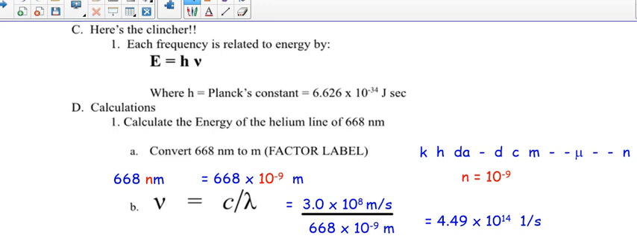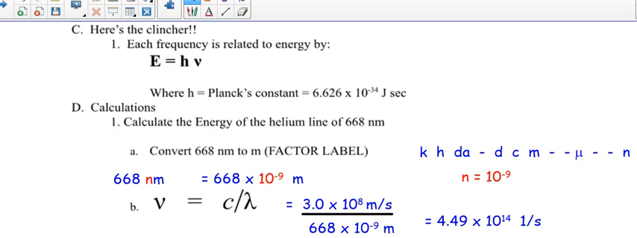And we left off on this page where Planck came up with this revolutionary thought where energy is related to frequency. All right, that's huge. And his buddies actually calculated Planck's constant, 6.626 times 10 to the negative 34th.